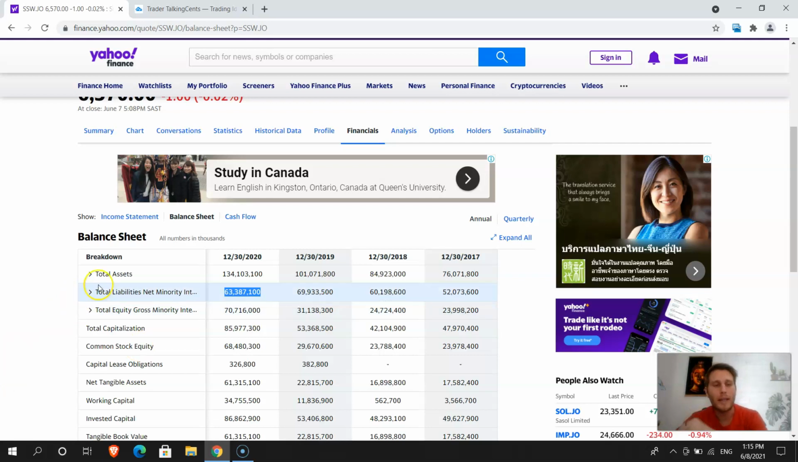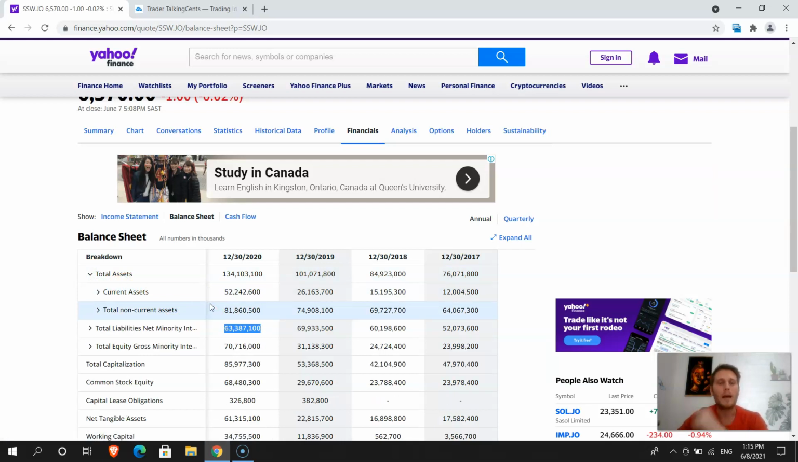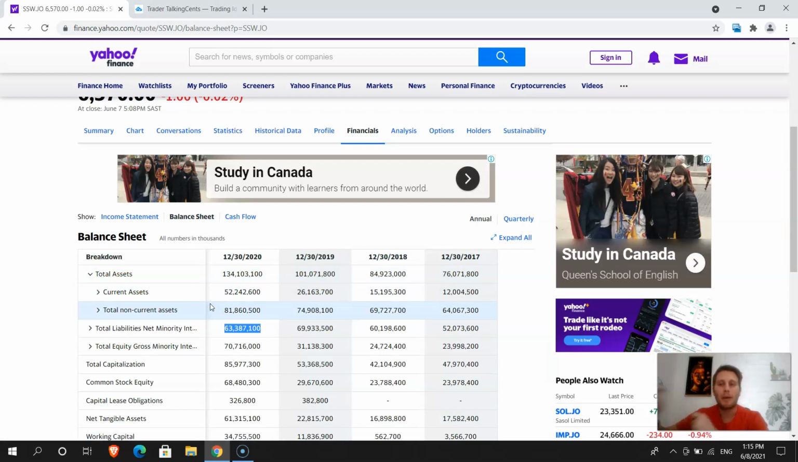So before we get into that, I just want to teach you the current ratio. Current ratio is whether the company is getting in money and paying out money over the next year. So current assets are 52 billion.